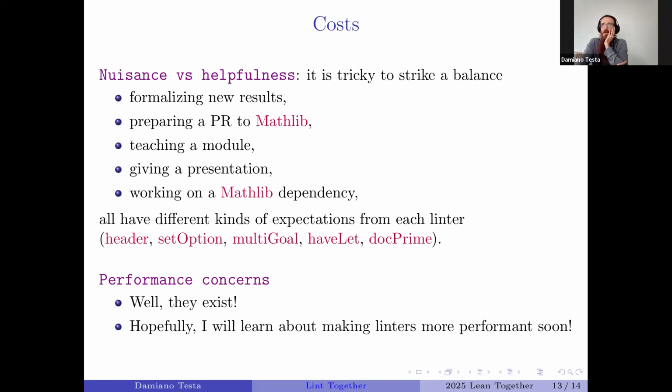Now, I want to talk a little bit about the costs that linters have and when they are useful and when they're just a nuisance. Of course, whether they're useful or not depends a lot on what you're doing. And depending on what you're doing, you may or may not want to have some linters active. I wrote there a few instances where you might have very different opinions on whether you want to be warned about the fact that you're missing a header for your file. If you're making a PR to Mathlib, you definitely want to know that because you'll be told at some point anyway, so you might as well push a PR that already has a header in.